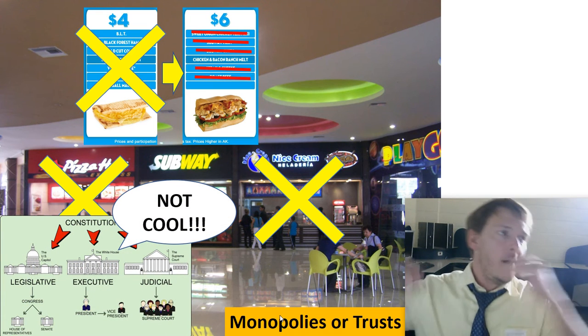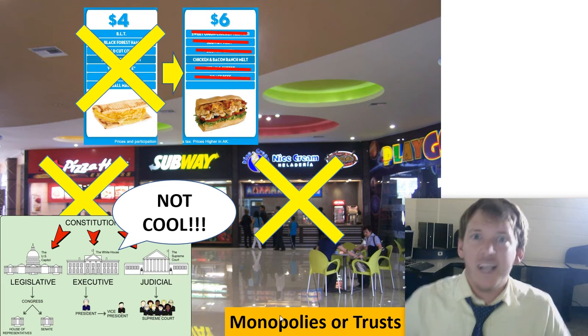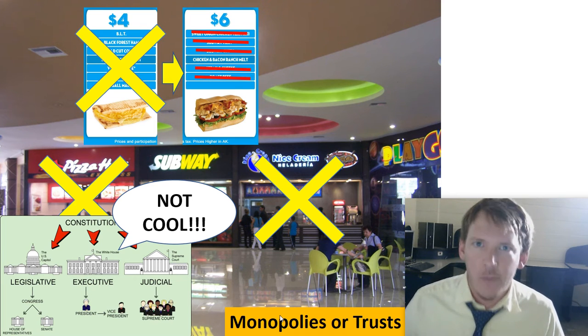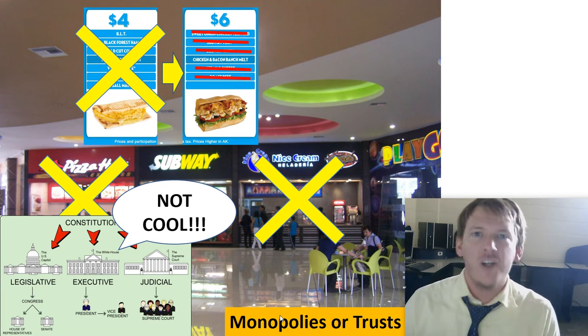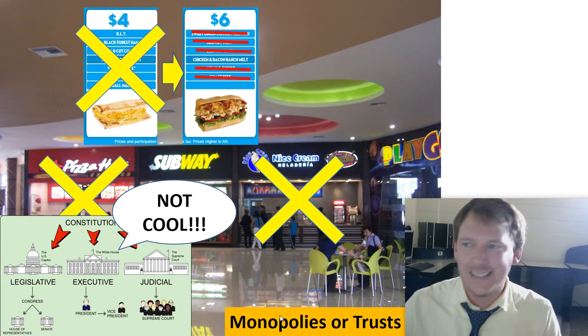The government wants people to compete. Well, why does the government? Because the government is the people. We, the people. And the people want options. We want choices. We want lower prices. We want quality. That only happens when you have competition. So we got to stop monopolies.